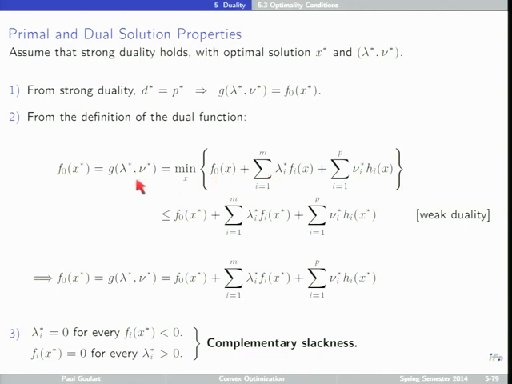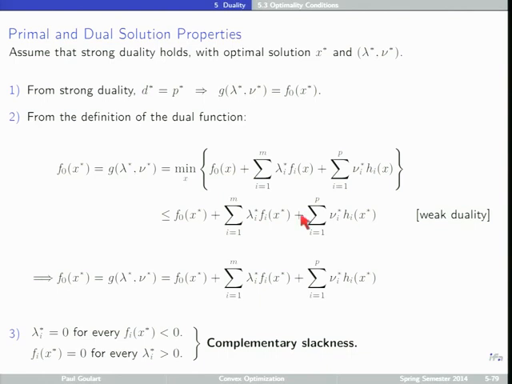And so if this number is the min over x of all of these functions, then it must be less than or equal to the value of that function when I plug in the specific value x star. This is what weak duality tells me. It tells me that for a particular choice of lambda and nu, which happen to be the optimal ones, they provide a lower bound on this function for a particular choice of x.